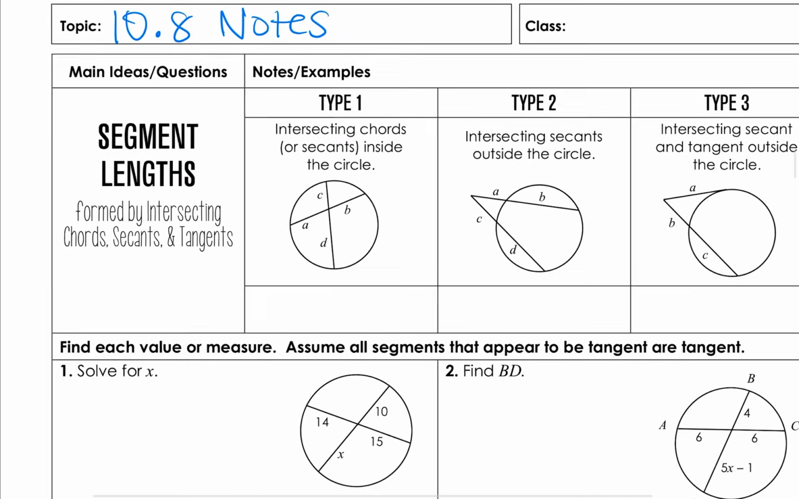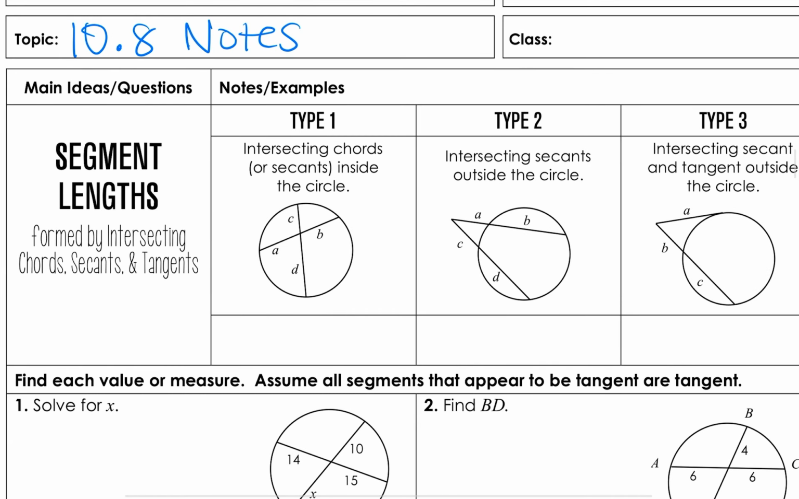Now, instead of finding angle measures and arc measures, we're still looking at those intersections, but now we're going to find the length of the segments that are created by the intersection, right? So when these two lines are intersecting, you have this segment here, this segment here, this segment here, and this segment here. So 4 segments are created, and we can find the length of those segments.